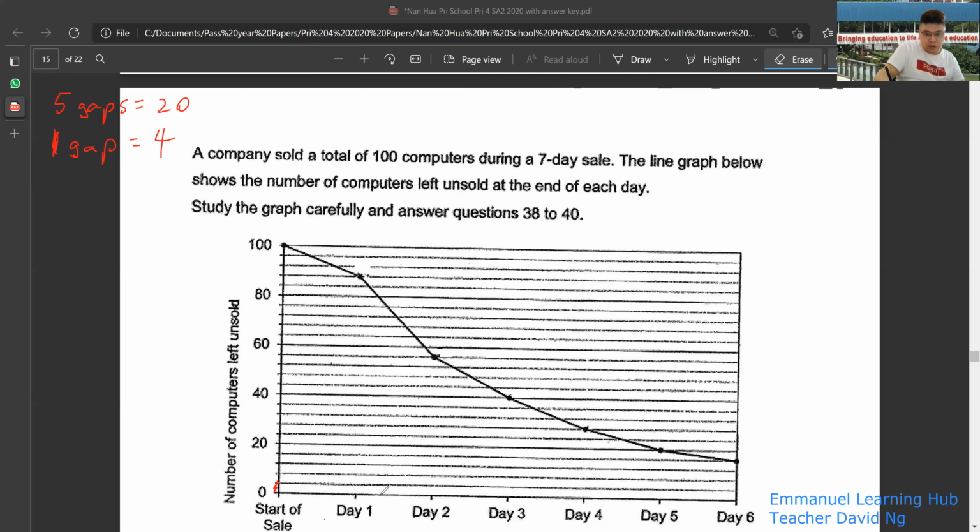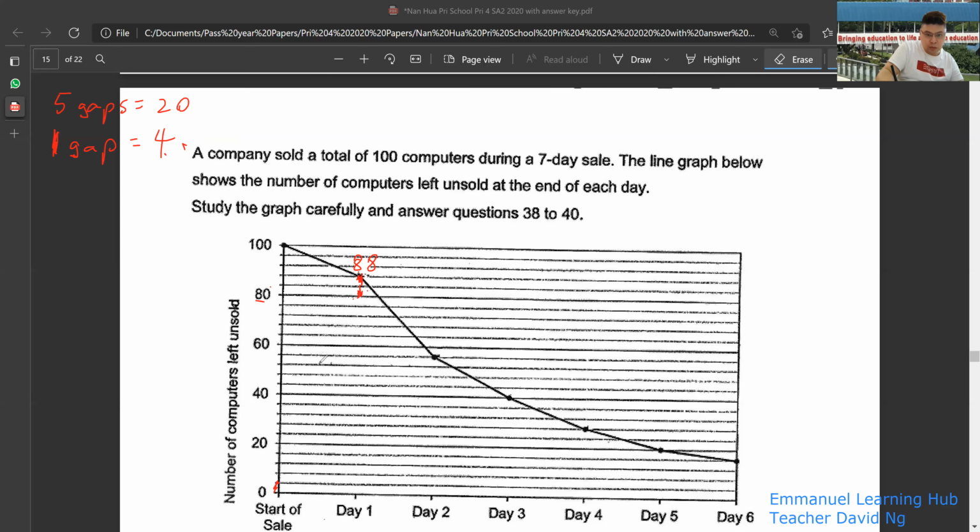So day 1 would be 80. How many gaps are there on 80? Two gaps away from 80, right? So each gap represents 4. So 80 plus 2 gaps. Each gap represents 4, right? So 2 gaps represent 8. So 80 plus 8, 88. Okay? Then this one is how many?